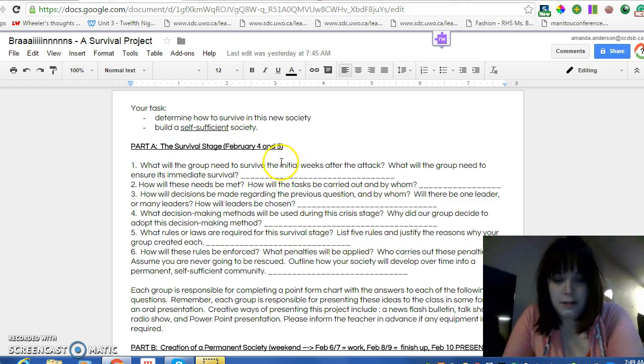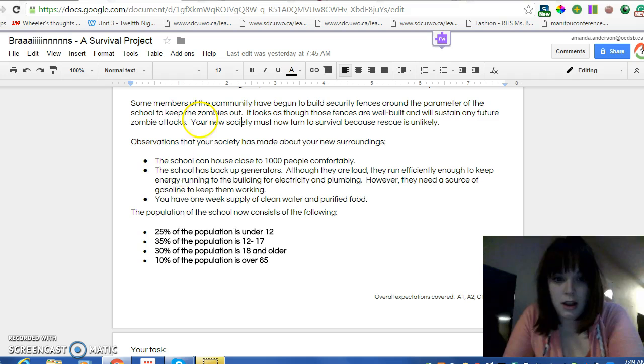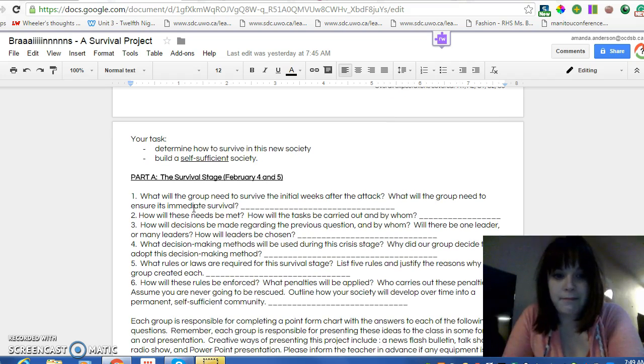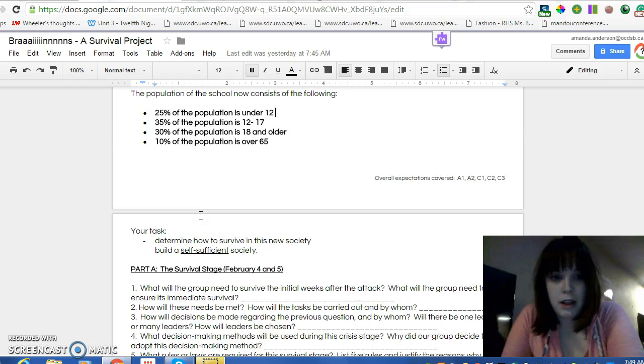What will the group need to survive the initial weeks after the attack? So what do you need to make sure that you're going to survive immediately? Make sure you read what we read together about the observations you've made in the population. That will help you make your decisions. How will your needs be met? How will the tasks be carried out, and by whom? So this is when you start making groups and figuring out who's doing what. Your population is here on the document.